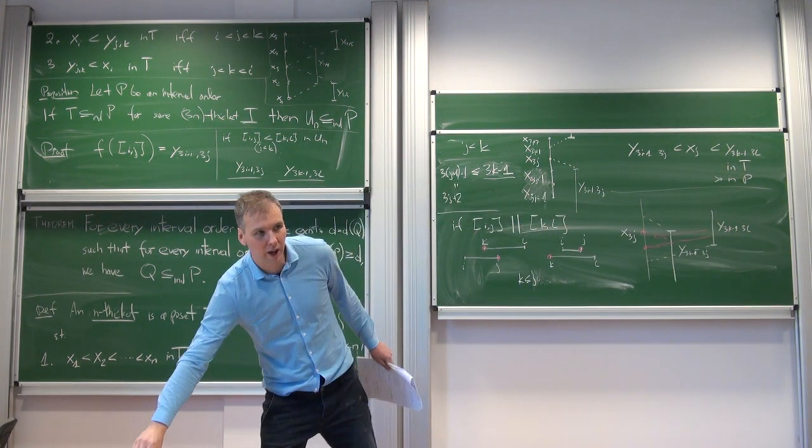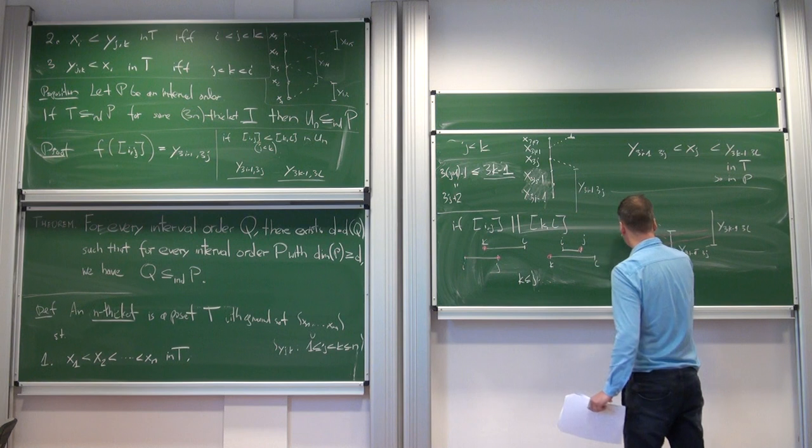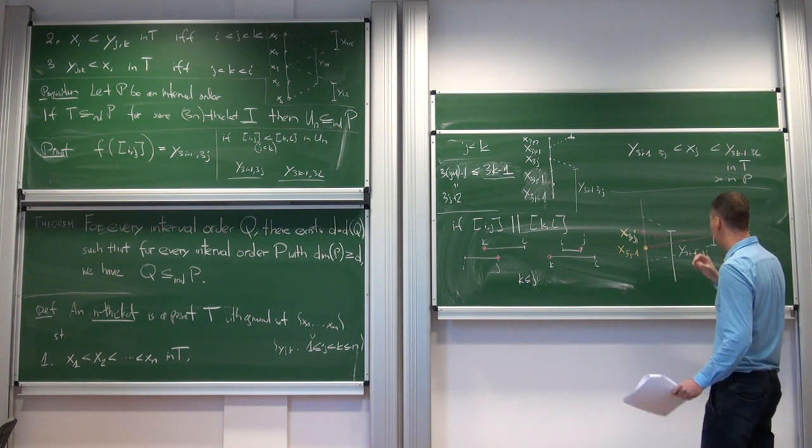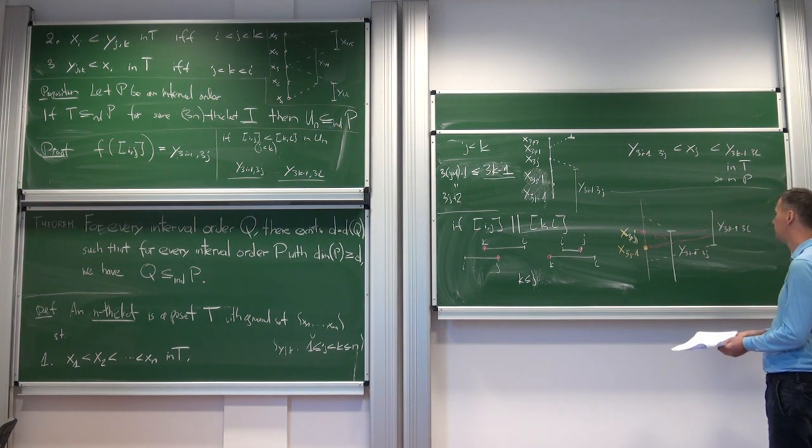So after all, we have two elements, x_{3j} and x_{3j-1}. That should be minus 1, minus 2. Don't you think? Yes.